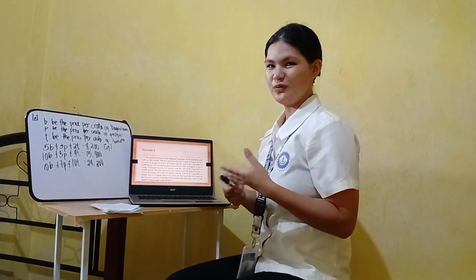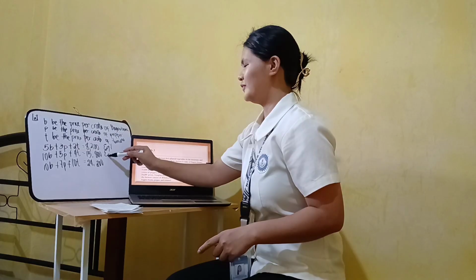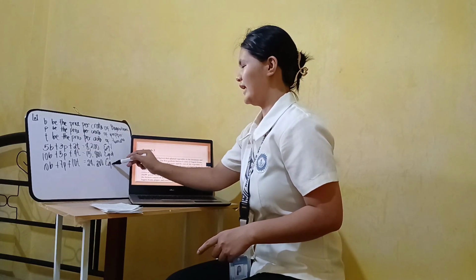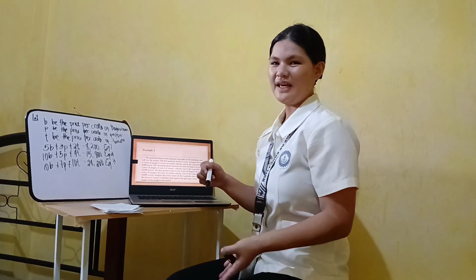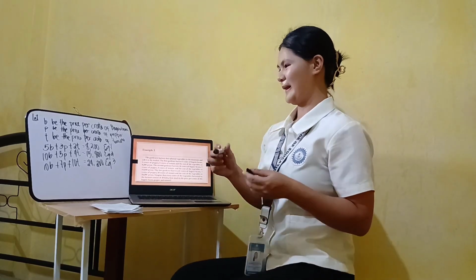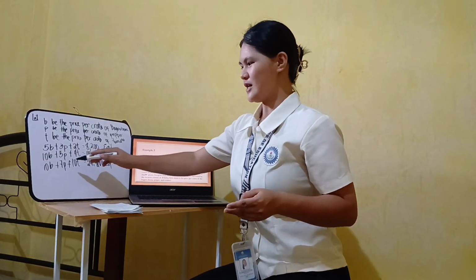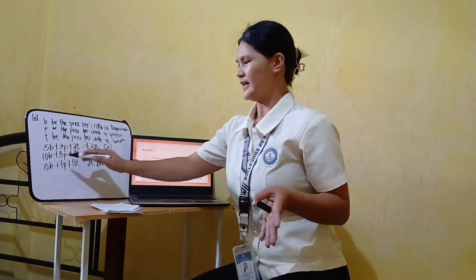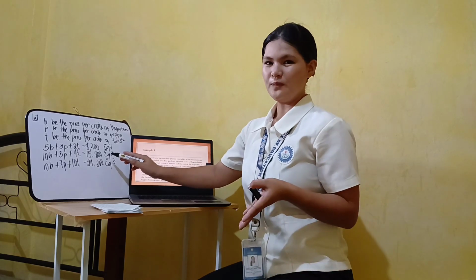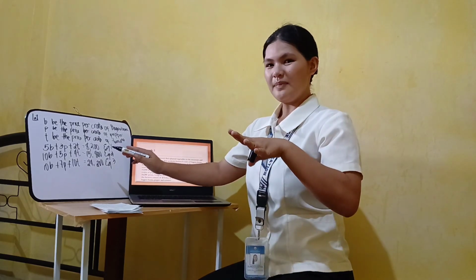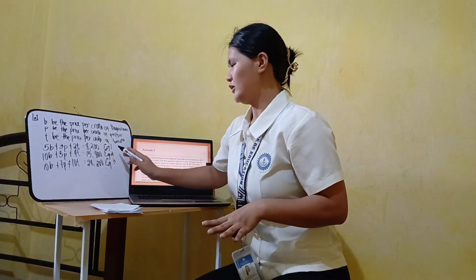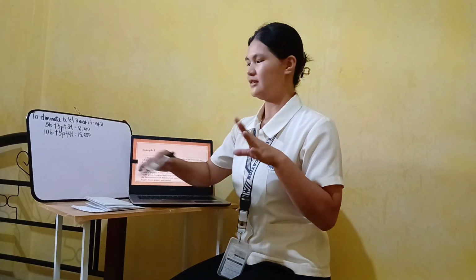What are we going to do next? So, after formulating equation 1, equation 2, and equation 3, we are now going to proceed to the elimination method. In the elimination method, we are going to eliminate B first in equation 1 and equation 2. Second, we will eliminate B again in equation 2 and equation 3. So again, we are now going to eliminate the variable B.